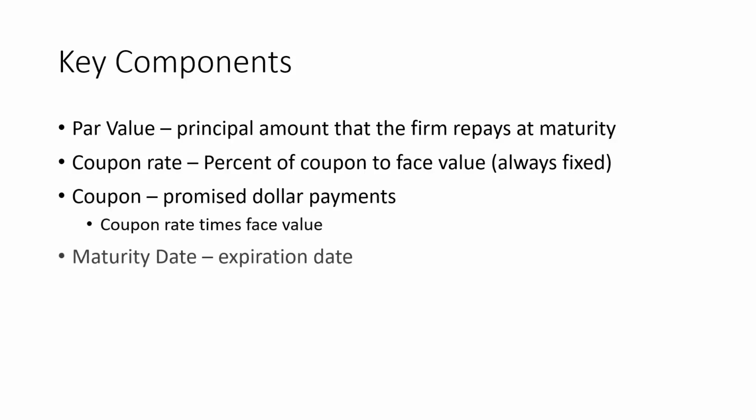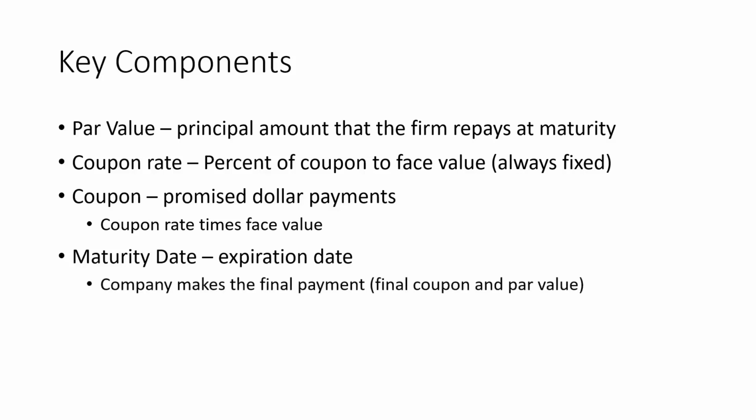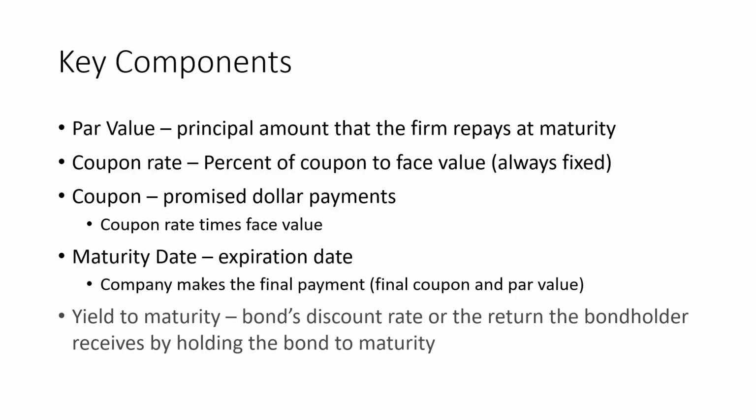Next is the maturity date or the expiration date. Maturity date is the date at which the final payment of the bond is made. So there is typically one last coupon payment, and the par value is paid out at maturity, the last date of the payment. So this is the final payment of coupon and the par value.